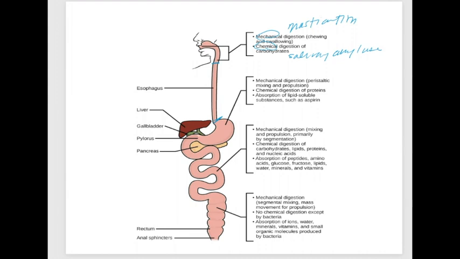Once we get into the large intestine, mechanical digestion is segmental mixing, and mass movement is by propulsion, and that is after we get more into the large intestine. Here we get no chemical digestion except by bacteria. There is a lot of colonic bacteria. It is good bacteria. It does its job. We need it. Absorption of ions, water, minerals, vitamins, and small organic molecules that are produced by that bacteria. Propulsion then out of the system, and we get release of the end product, which is our stool.